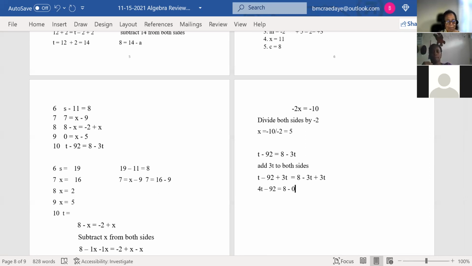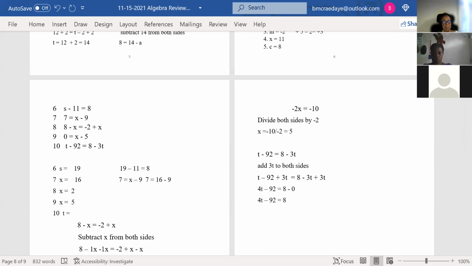They'd have to have the same signs for you to add them. But if they're different signs, you just add them to get 0. Okay. So this becomes 4t minus 92 equal 8. Then what do you do next, Maureen?